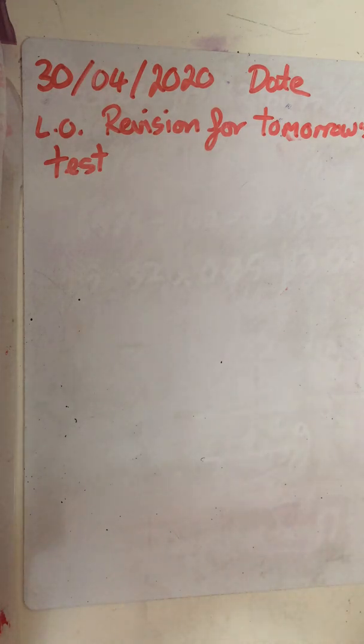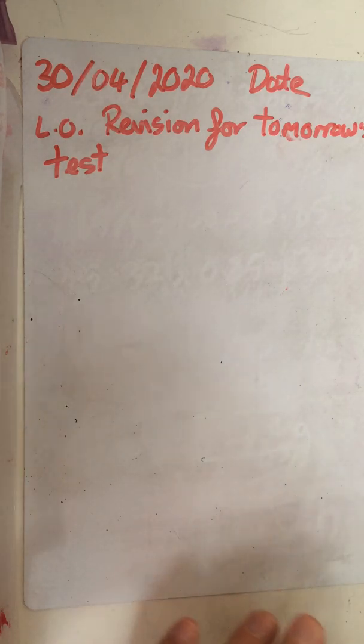Right, short date please, and learn objective in your books. Pause the video while you do that please, and then we'll press play when you've done the date and learn objective.